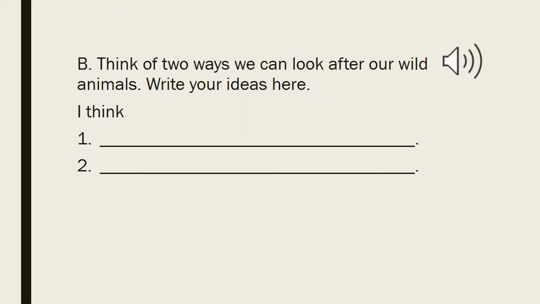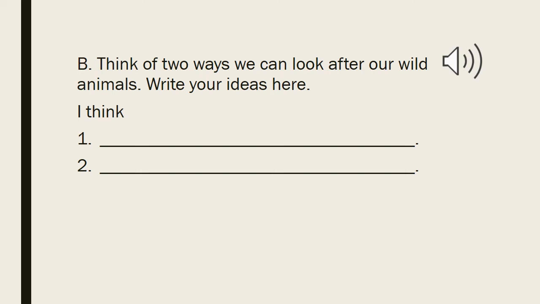Endangered animals, exercise B. Think of 2 ways we can look after our wild animals. Write your ideas here. Now, in the previous exercise, we told a few sentences about our extinct or endangered animals. Now, here what we have to do is write any 2 ways through which we can prevent or look after our wild animals. Now you have to think or come up with any idea and then write them over here.